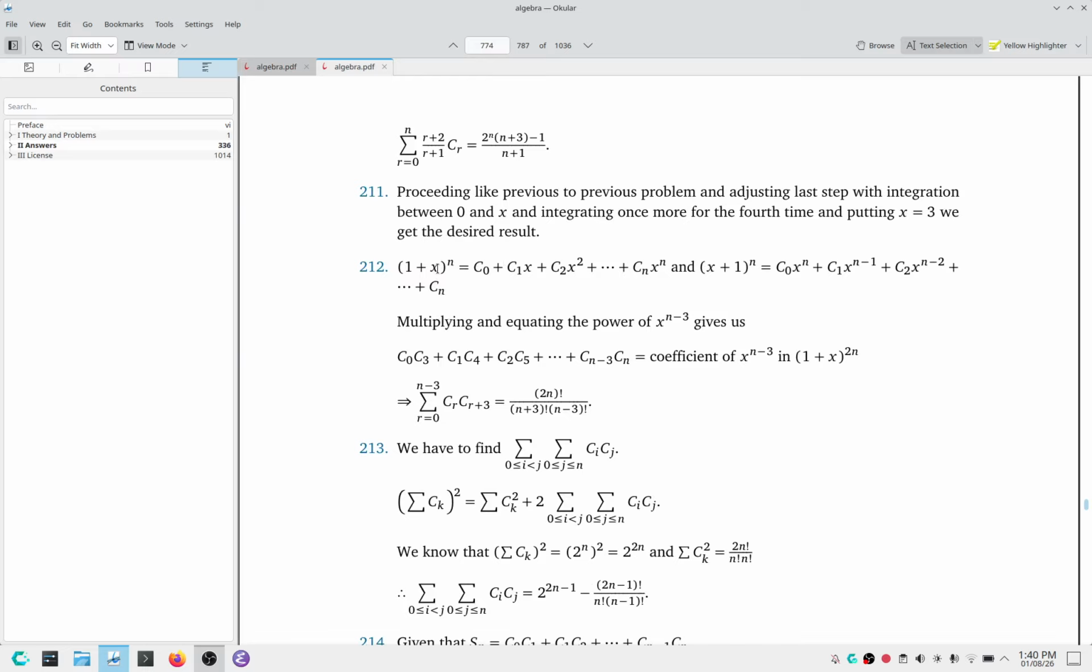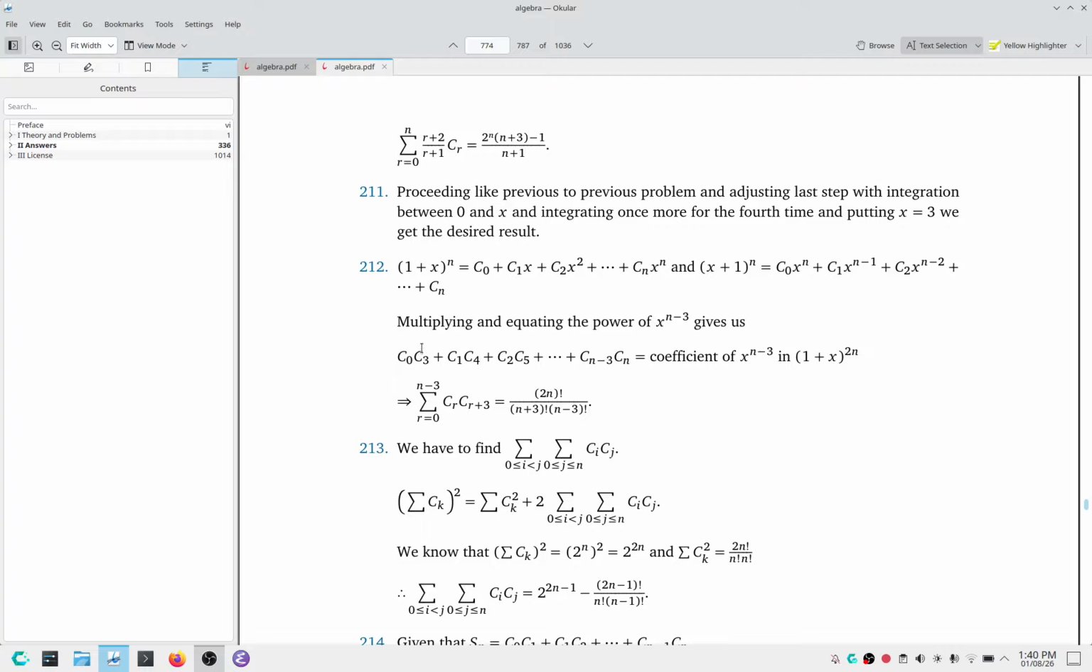we know that 1 plus x to the power n is equal to C0 plus C1 x and so on up to Cn x to the power n, and x plus 1 to the power n is equal to C0 x to the power n minus C1 x to the power n minus 1 times C2 x to the power n minus 2 and so on. Now you multiply both and equate the power of x to the power minus 3.